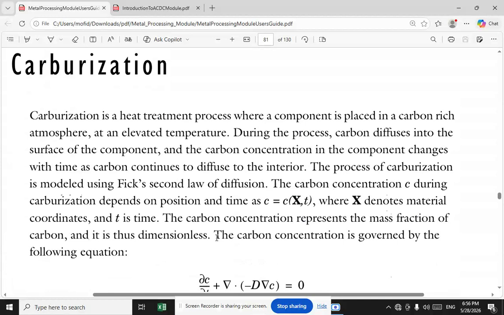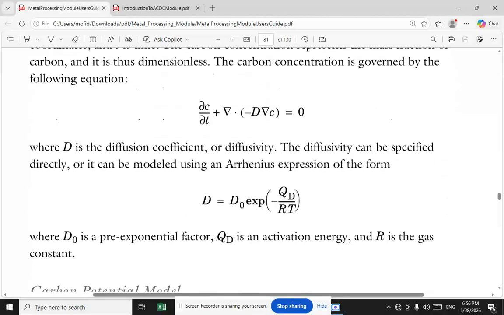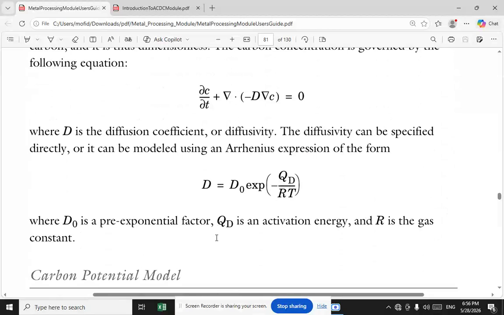The process of carburization is modeled using Fick's second law of diffusion. The carbon concentration c during carburization depends on position and time, as c equals c(x,t), where x denotes material coordinates and t is the time. The carbon concentration represents the mass fraction of carbon, and it is thus dimensionless. The carbon concentration is governed by the following equation: the derivative of concentration with respect to time, plus del dot minus D del c, is equal to 0, where D is the diffusion coefficient or diffusivity.